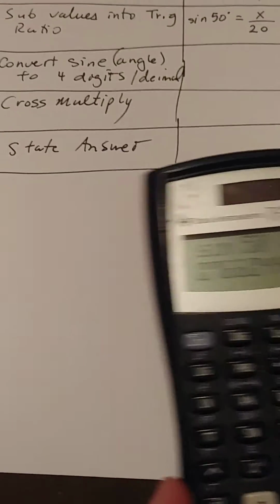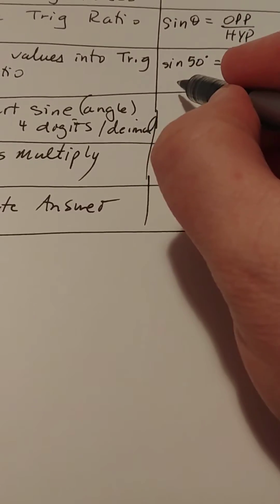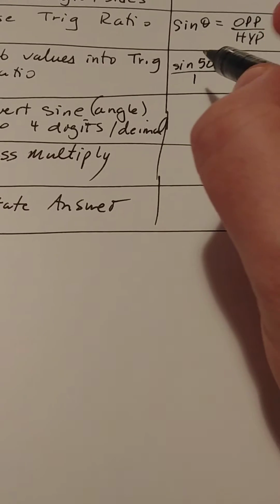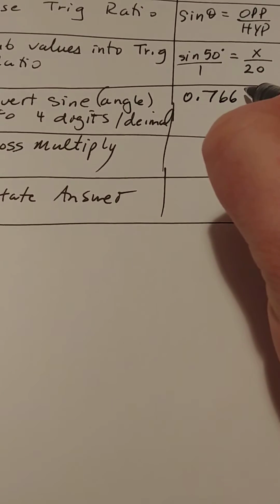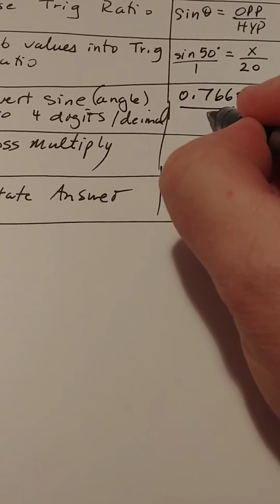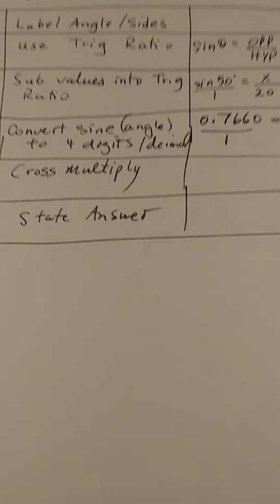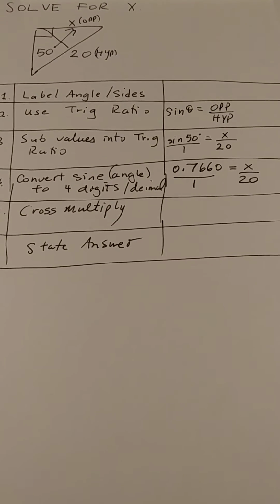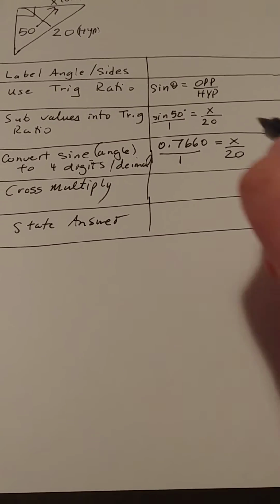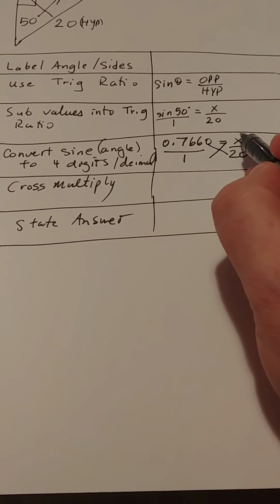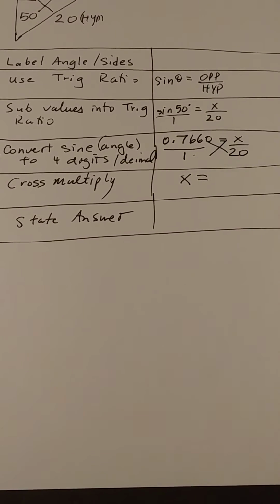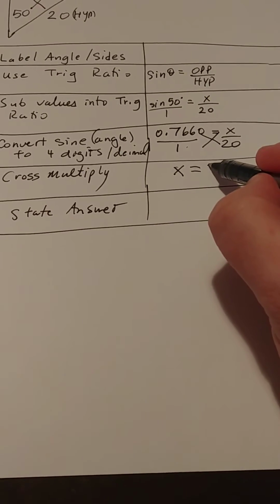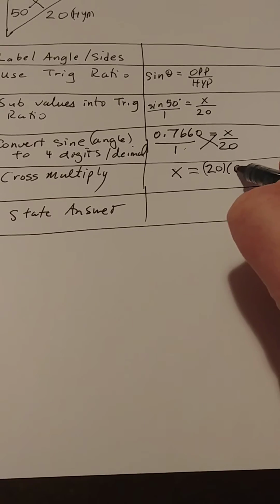Okay? So let's record the sine of 50 over 1, and I'll show you why we do that. We record 0.7660 divided by 1 is equal to x divided by 20. Now it's easy to cross multiply, isn't it? We just cross multiply, so x times 1 is x, and 20 times 0.766 is going to be determined by our calculator.